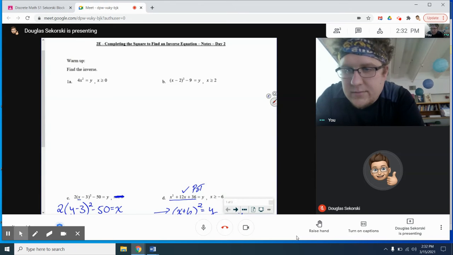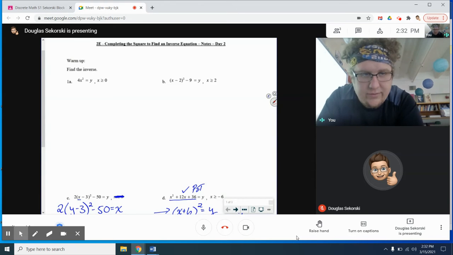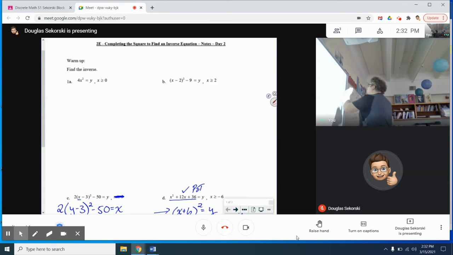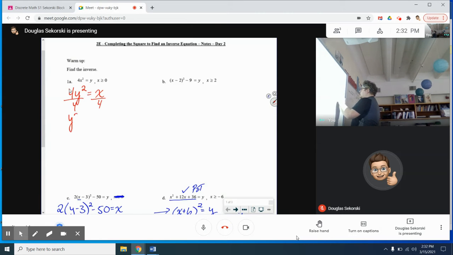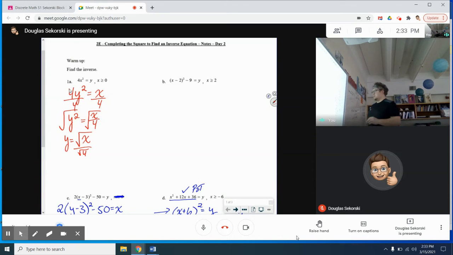Okay, welcome back. So just a quick review on finding inverse. We want to rewrite this where all the x's become y's and all the y's become x's. From here, we're going to solve for y. So the first thing I want to do is divide by 4. We get y squared equals x over 4. And then we take the square root. So we get y equals the square root of x over the square root of 4. And we know square root of 4 is just equal to 2.